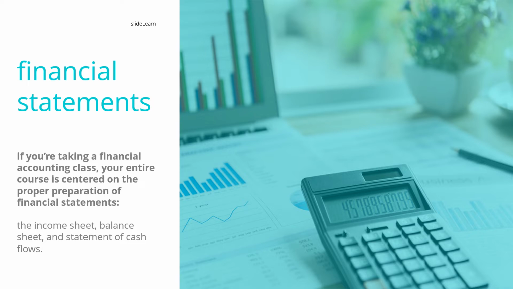Number 3. Statement of cash flows. This statement contains certain components of both the income statement and the balance sheet. The purpose of the statement of cash flows is to show cash sources and uses during a specific period of time. In other words, how a company brings in cash and for what costs the cash goes back out the door.